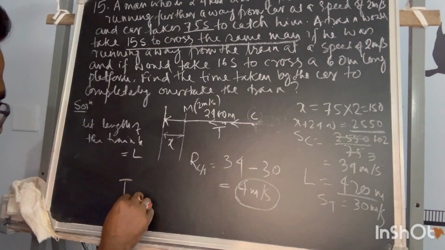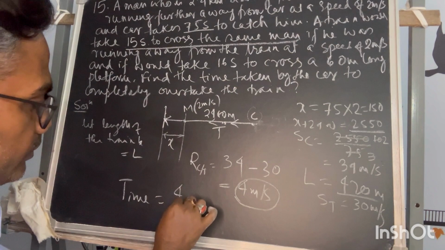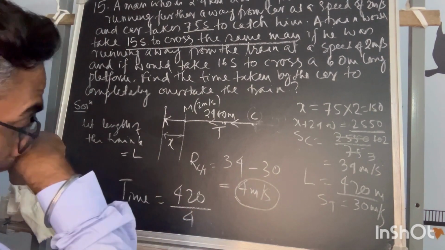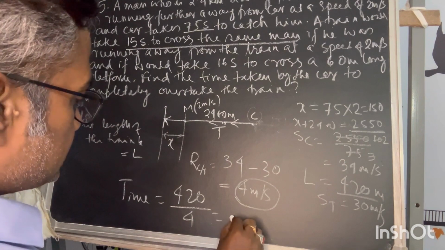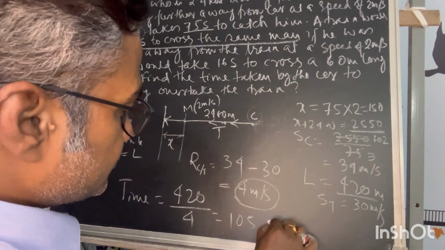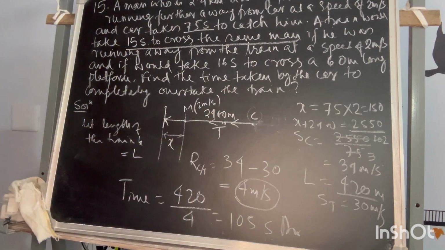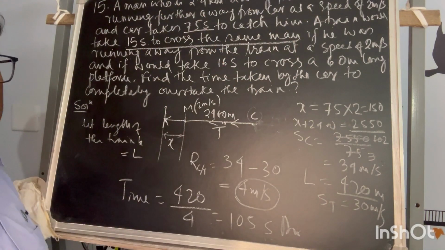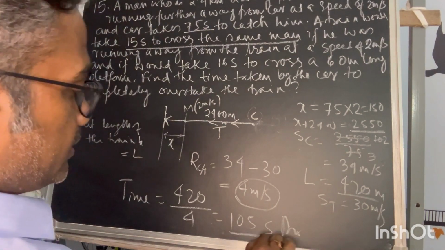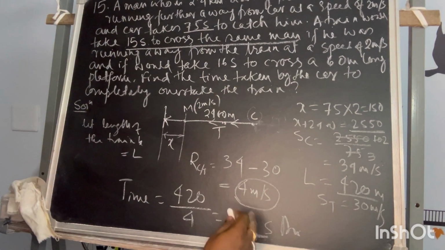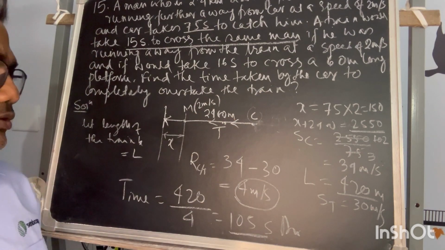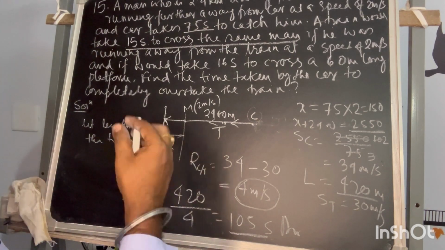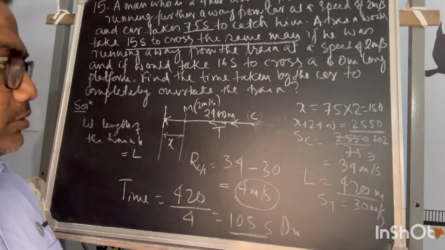Train length is what? 420. So time that has to be calculated is 420 meters covered with a relative velocity of 4. So that means how much? 420 by 4 is 105 seconds. So this will be your answer. Okay, this is very tricky, but you have to be very calm and cool while you are calculating with so much information and data. So this will be your ultimate result: the car will overtake the train completely in 105 seconds.